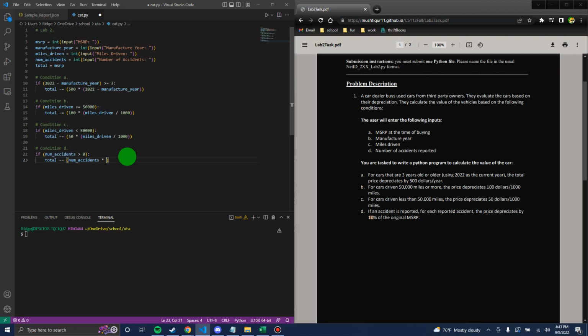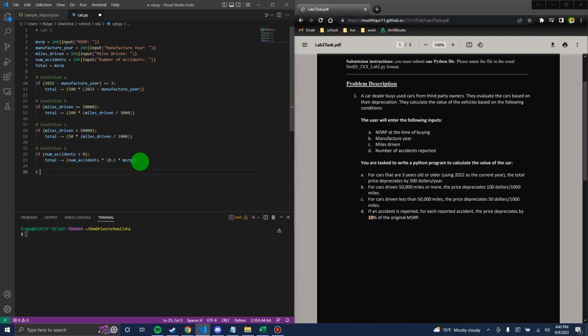Times, and then inside here is where we're going to want to determine what 10% of the original MSRP is, which is just 0.1 times MSRP. Now, something that I've been seeing on Piazza a lot is some of you guys trying to multiply num accidents by something in parentheses like this. And while this is valid in math, just slapping it right next to parentheses, it is not valid in Python. You need to be very specific in what you want to do.